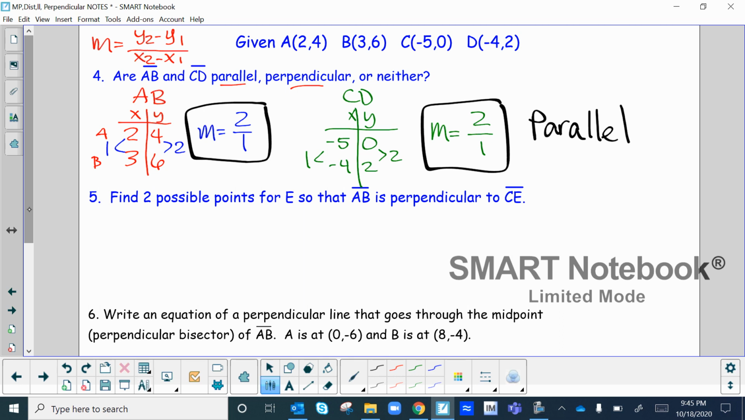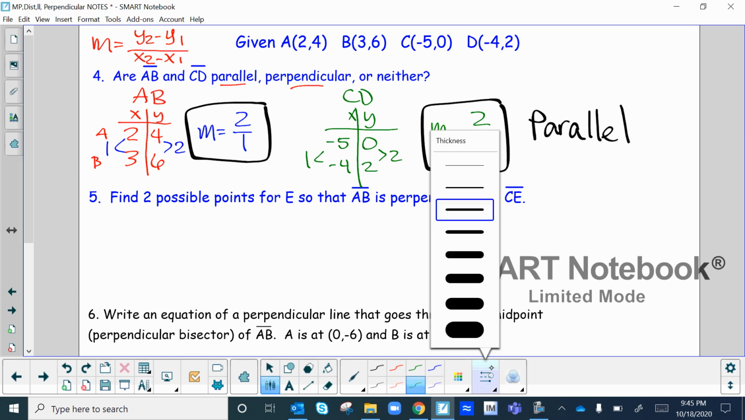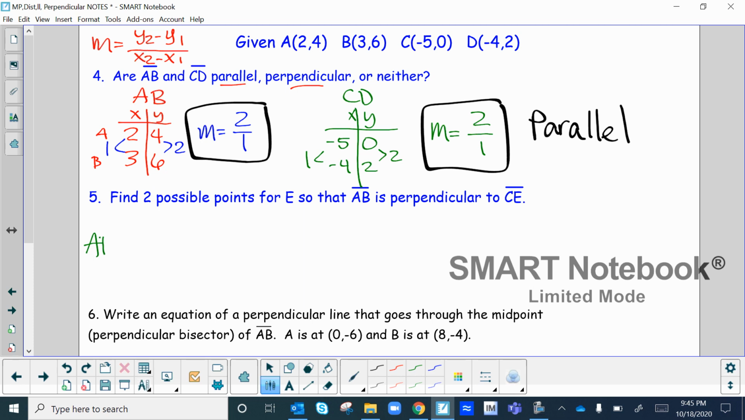Okay, so we did AB already. So I'm going to just rewrite that down. AB has a slope of 2/1, okay? Or, you can just write 2. We usually don't say it like that, but sometimes it's good to leave it in fraction form.